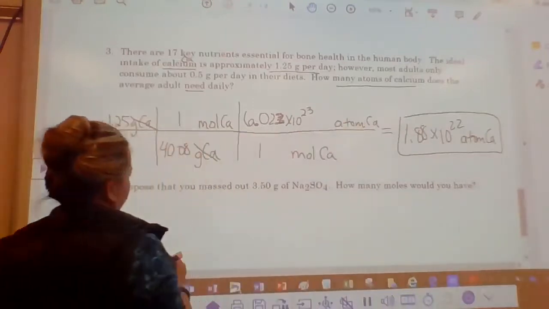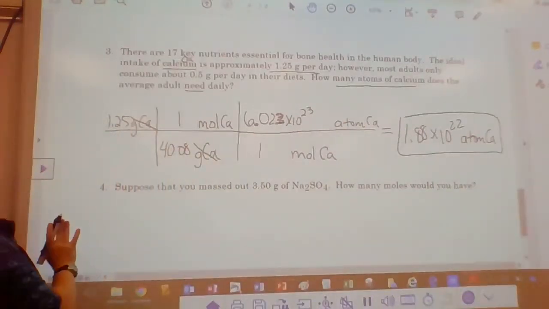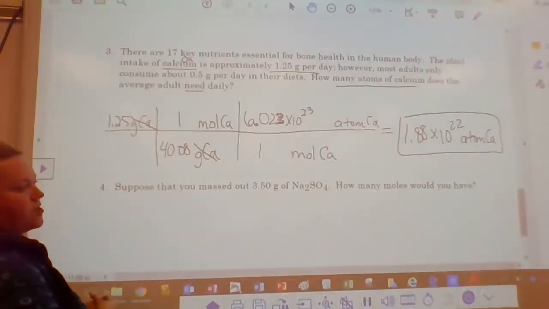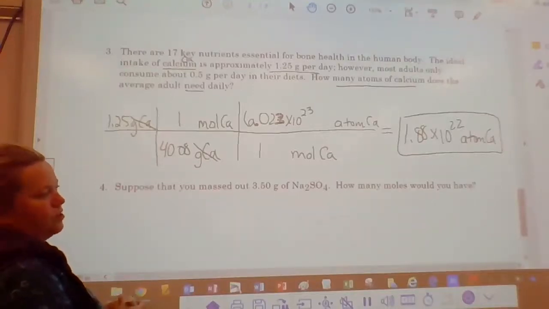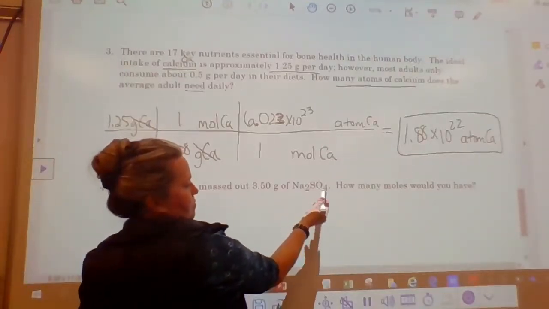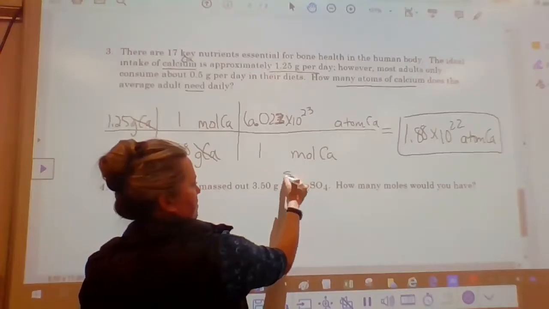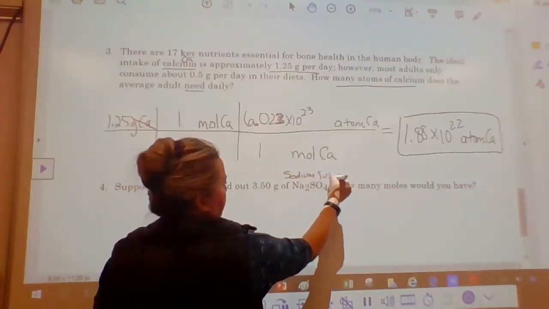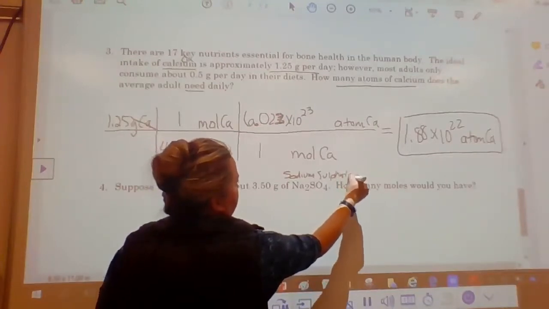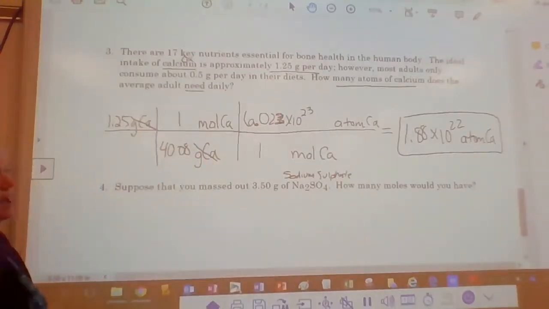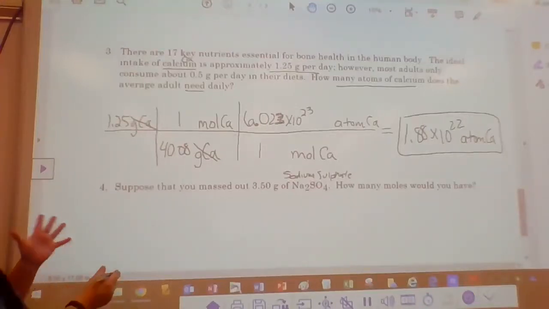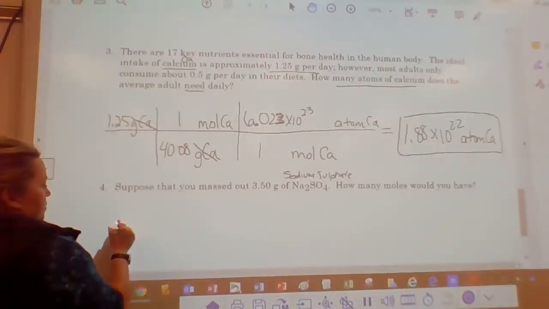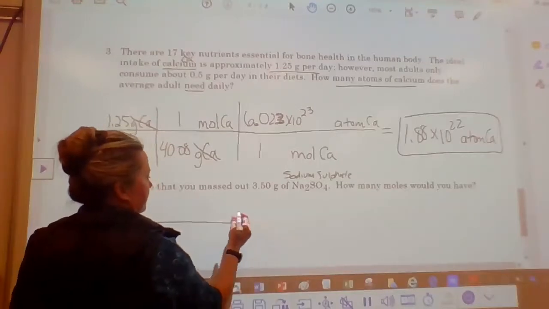All right. And then number 4, suppose that you massed out 3.5 grams of sodium sulfate. So remember I said you want to recognize each one of these. So this is sodium sulfate. How many moles would you have if I had that many grams? So again, I'm going from grams to moles. So I'm going to draw a long line.